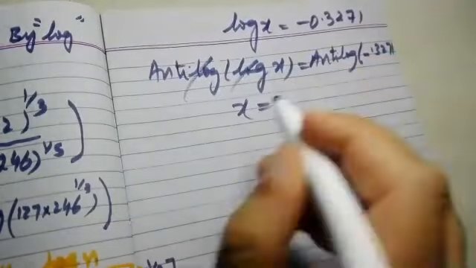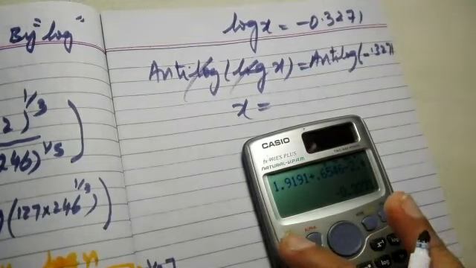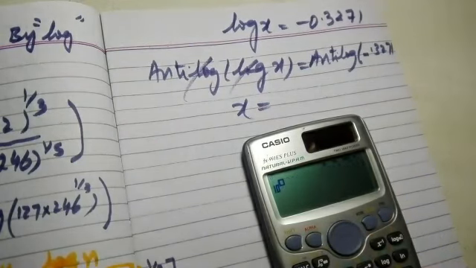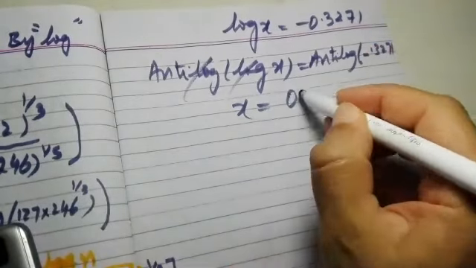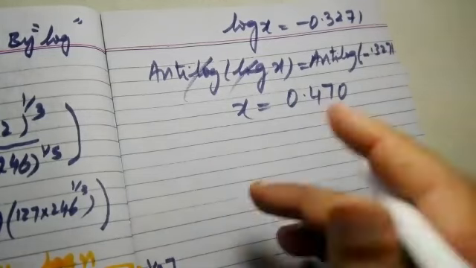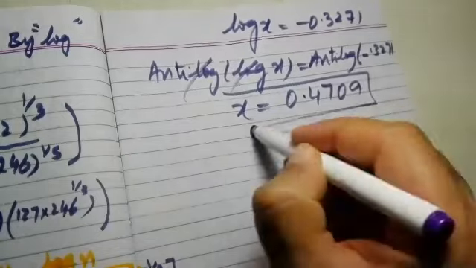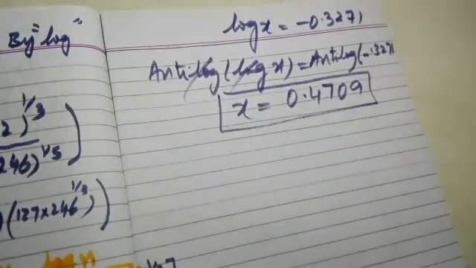You will get x equals to, and you will perform anti-log by using shift, log, the calculator already stores its value. So minus 0.3271, its anti-log will give us 0.4709. So this is how you will finish the question.